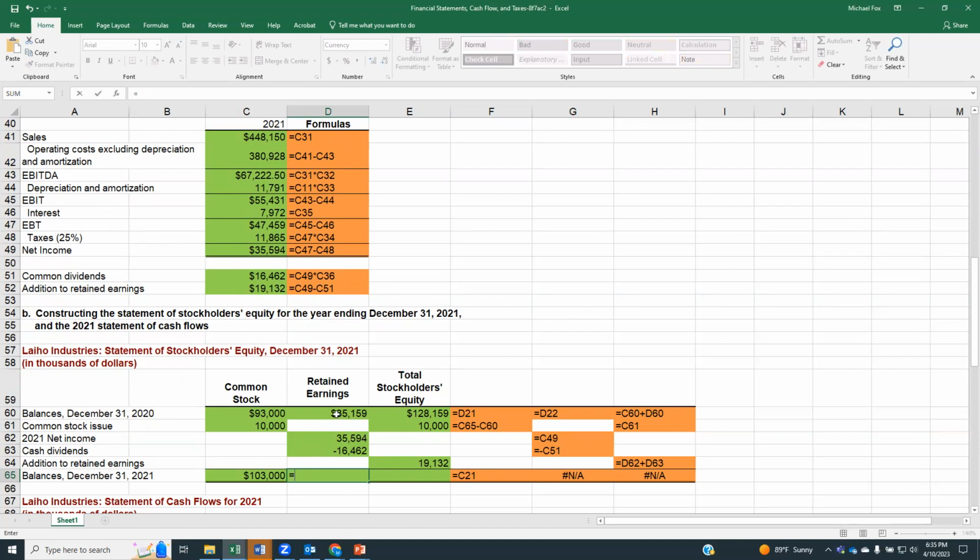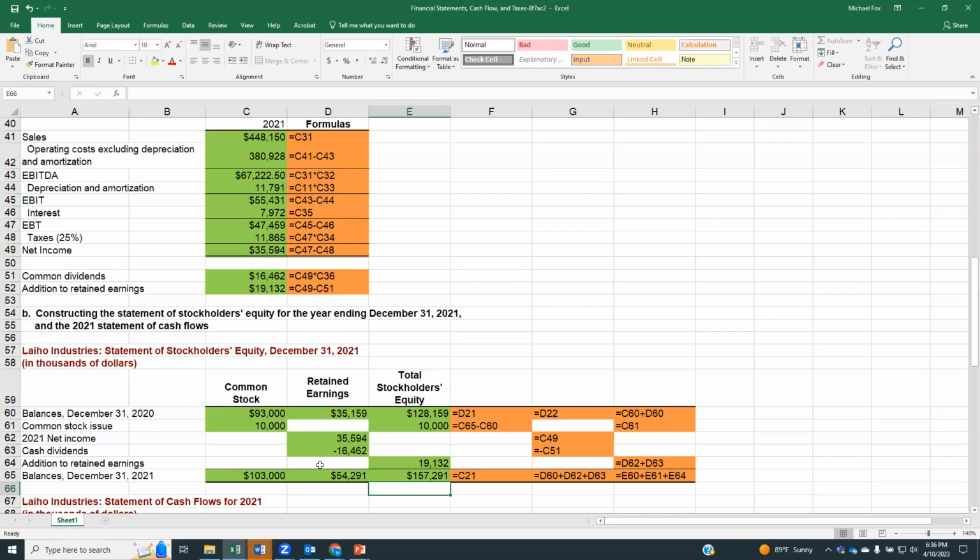And then the total change to retained earnings is the retained earnings at the beginning plus. For some reason they have auto sum grayed out, so we can't use it. So we'll just have to do plus and plus. And then the same thing here, our balances. We just add these all up. All right, so the business had 93,000 at the beginning of the year in common stock and 103,000 at the end. Retained earnings had 35,159 and 54,291 at the end.